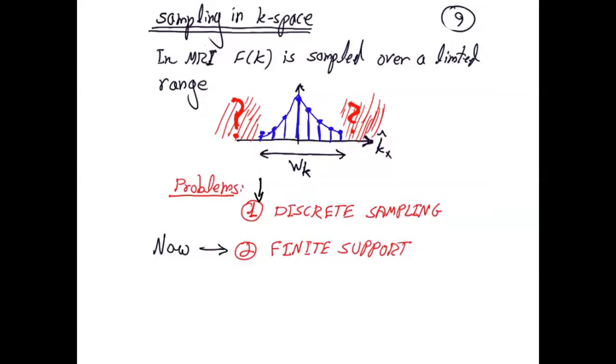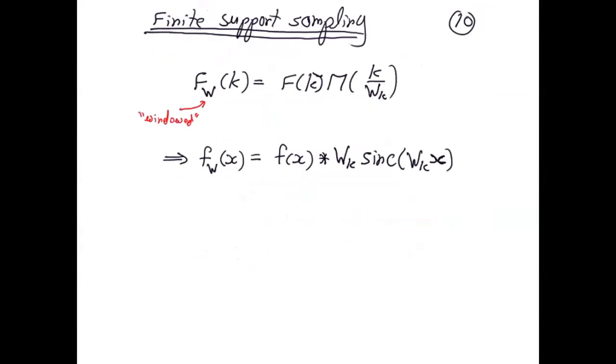We collect zero, right? So if you think about it, we can model this by taking our object in the frequency domain and multiplying it by a rect function. So it's a truncation operation in the frequency domain. Absolutely, so this is what actually happens. We're going to model this finite support, and we call it F sub W, W meaning windowed, of K, which would be capital F of K multiplied by a rect function that is scaled by the width of K space that we're going to collect, which is W sub K. The width in the frequency domain is W sub K, and so we're going to scale the rect by W sub K.